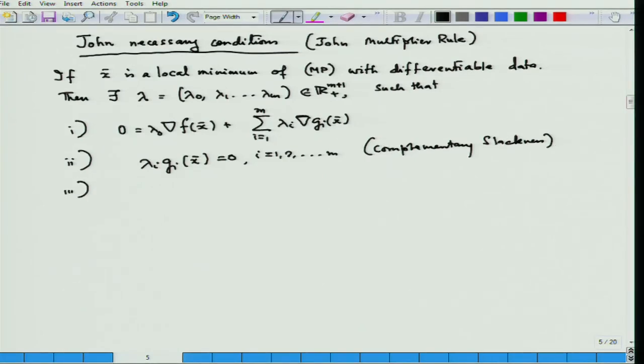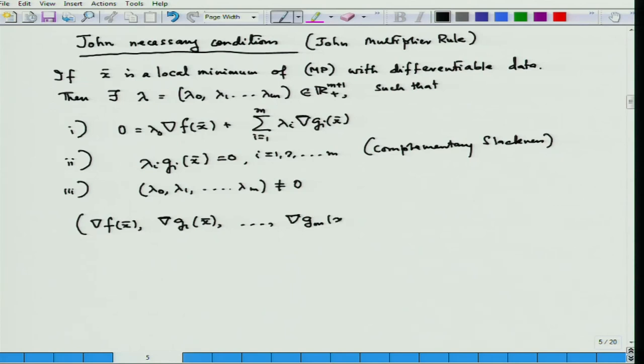Now comes the third and most crucial point. This cannot be 0. This is the most crucial point, the central point of the result. So what does this fact say? This fact and this fact combine to say that if x bar is a local minima, then you must be sure of one thing: it is a set of linearly dependent vectors.